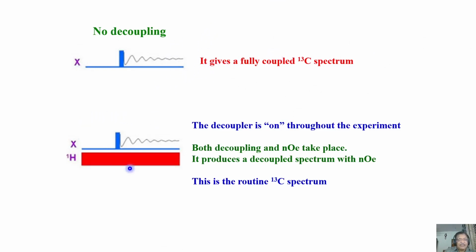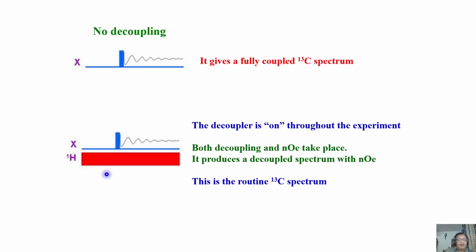I can consider a situation like this, where the decoupler is on throughout the experiment. In this case, I will use the word NOE, the nuclear Overhauser effect, which I will discuss more in another one or two classes. Both decoupling and the nuclear Overhauser effect take place. It produces a decoupled spectrum with enhanced intensity. What NOE does is give you enhancement in the signal intensity. That's the point to remember until you understand NOE.